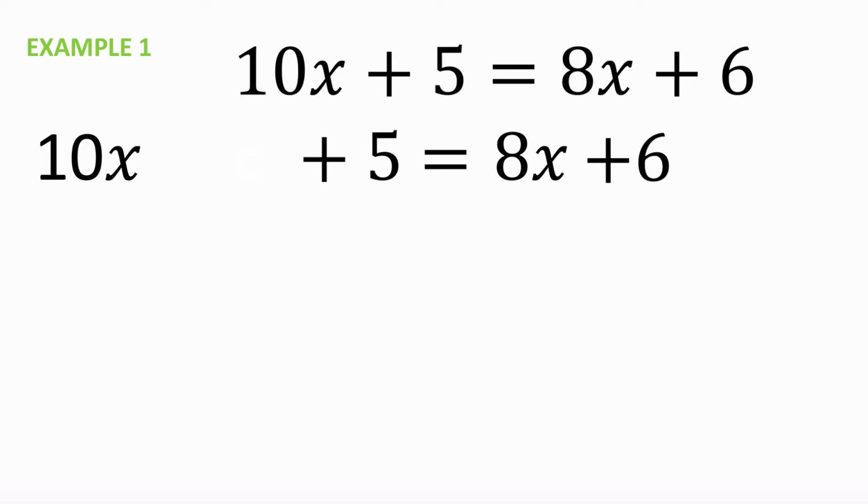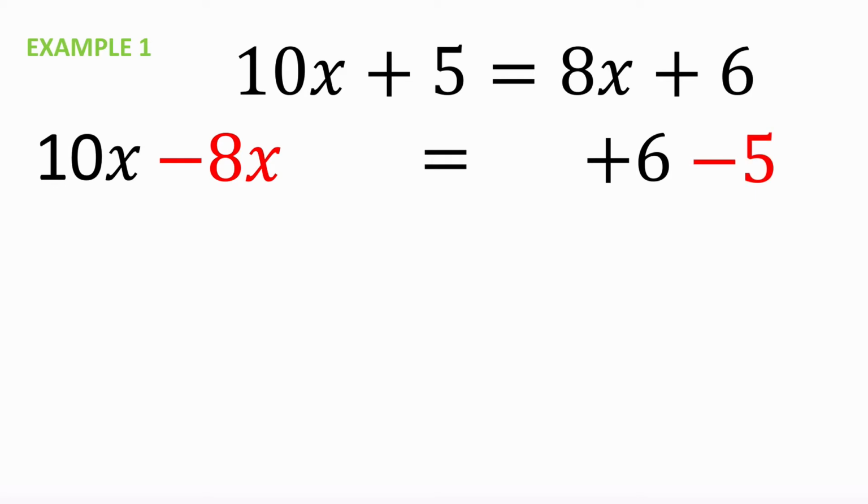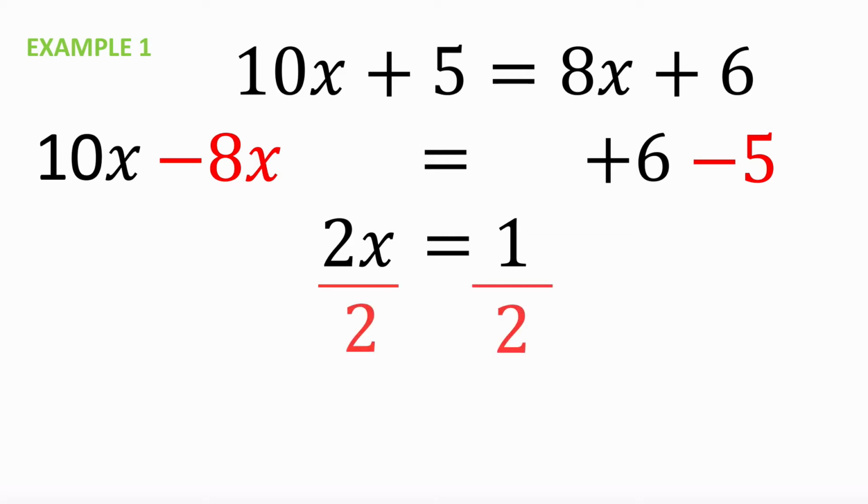So, if I want to bring positive 8x to the left side of the equation, it will become minus 8x. And if I want to bring positive 5 to the other side of the equation, it will become minus 5. I simplify both sides, and I get 2x is equal to 1. And now I can divide both sides by 2. The 2's cancel, and so x is equal to 1/2.